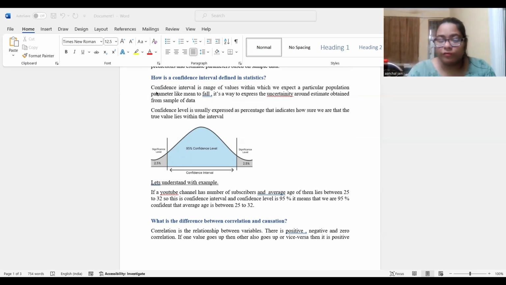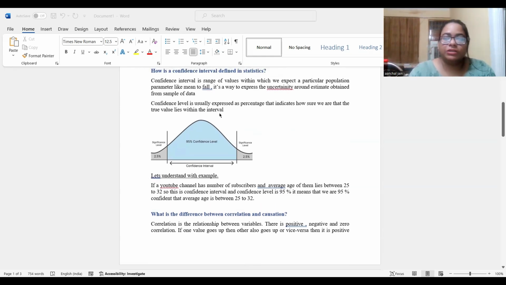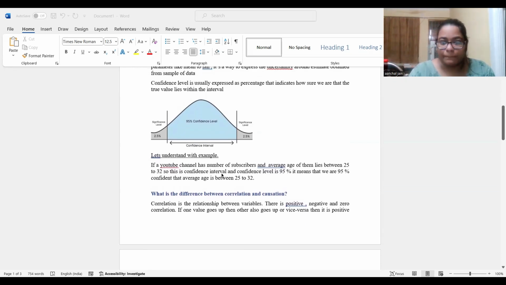You should not misunderstand confidence interval with confidence level. These two are different terms. We will here understand confidence level also, so that we do not get confused between them. So confidence level is usually expressed as the percentage, that how sure we are that the true value lies within this confidence interval. And now let's understand with the example.